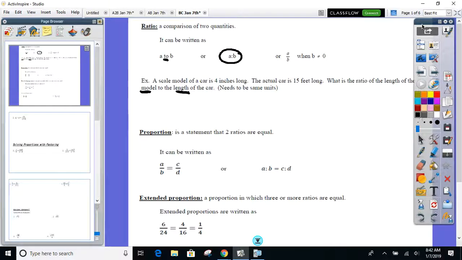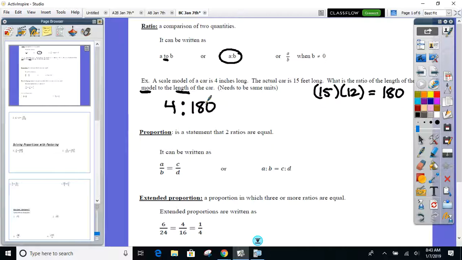So what is the ratio of the model? What's the length of the model car? 4 inches, so 4 to... Now I can't put 15 down because I'm assuming that's going to be 15 inches. So I need to convert the 15 feet to inches by multiplying it by 12, and it's going to end up being 180. So the ratio here is 4 to 180.